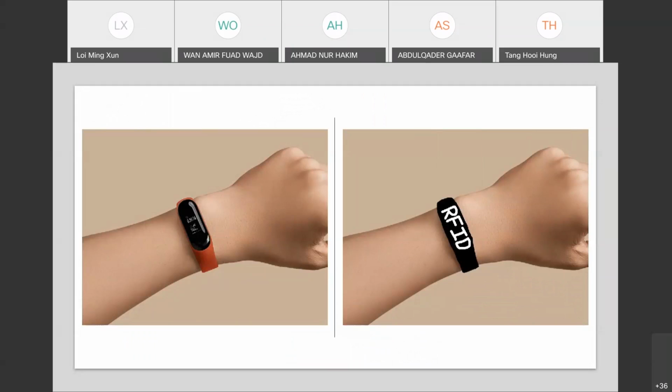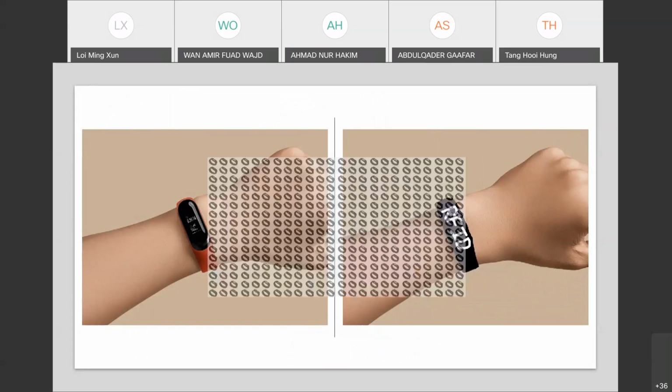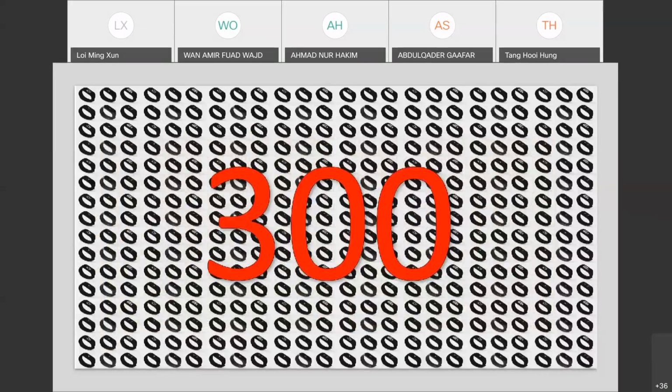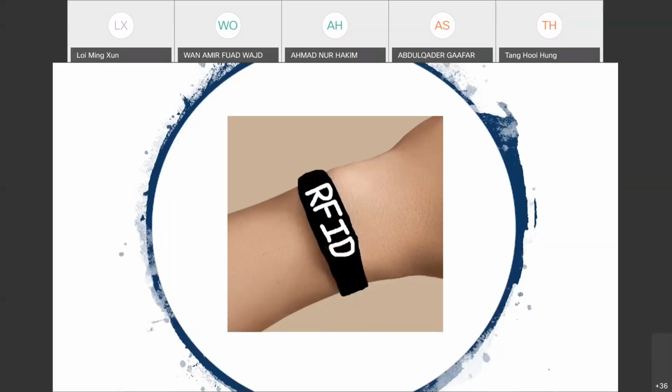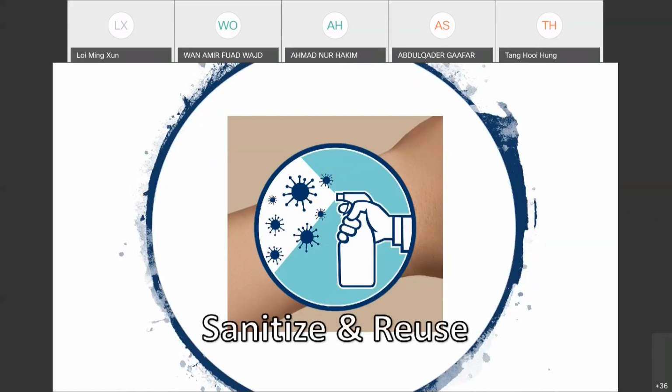We suggest to make the RFID tracker with a durable and waterproof material to one of these shapes. In order to limit the number of people entering the shopping mall, we can limit the number of trackers like up to 300 pieces. The visitors are required to wear the tracker all the time and before entering the mall. Once they detach it and leave, the tracker is sanitized and ready to be used by the next user.